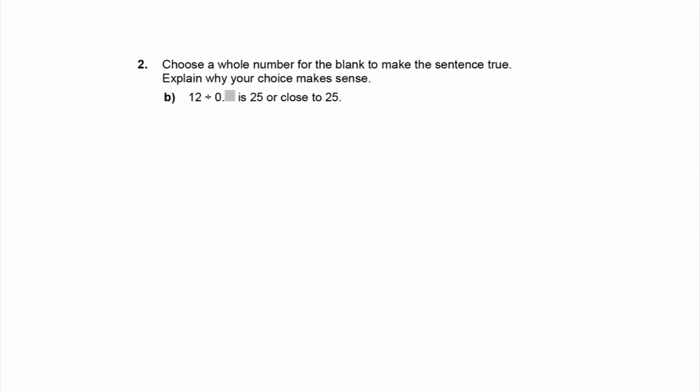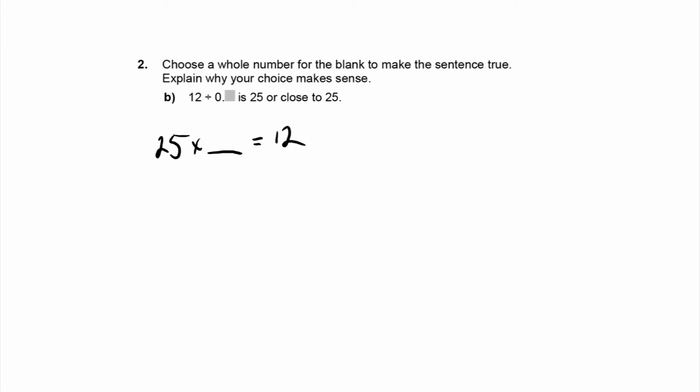Part B, we have the same kind of question, but this time the unknown is the decimal that we're going to be dividing by. So choose a whole number for the blank to make the sentence true. So we've got 12 divided by something is equal to 25. That also means that 25 times that something that we don't know is going to be equal to 12.